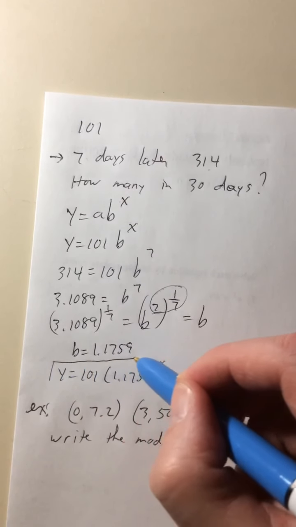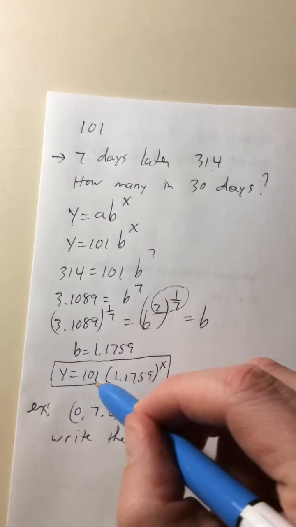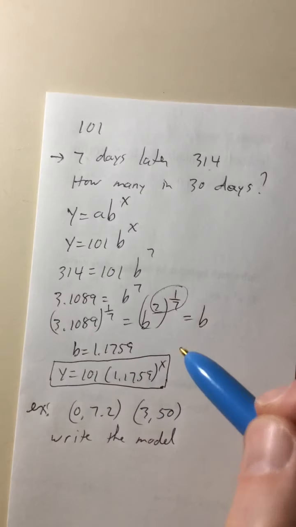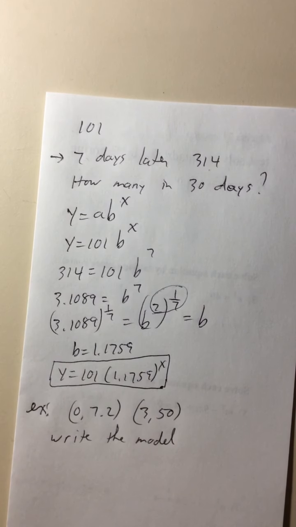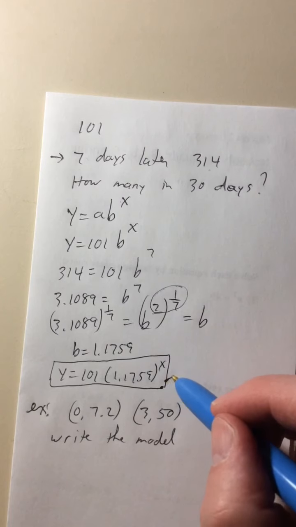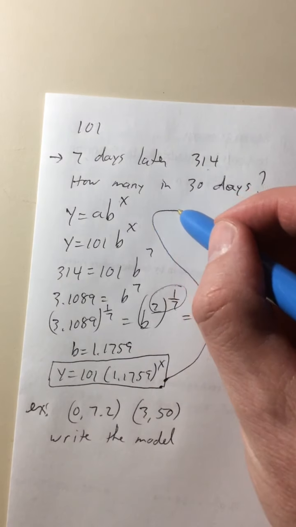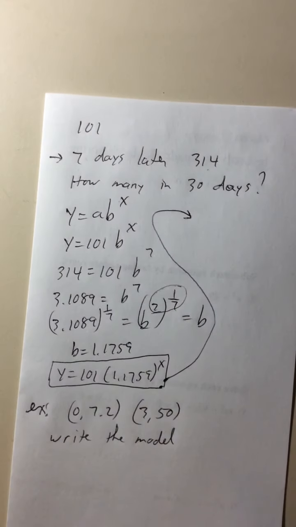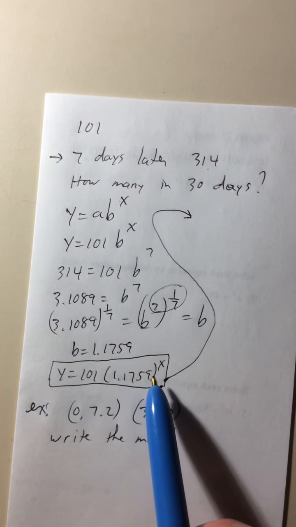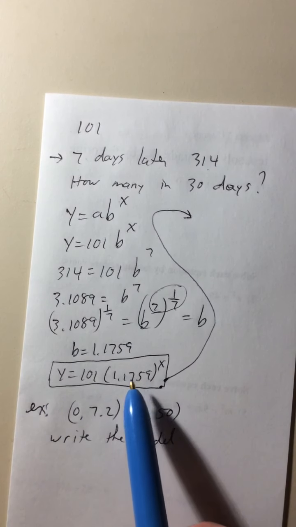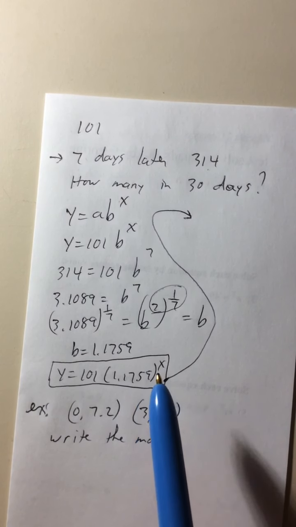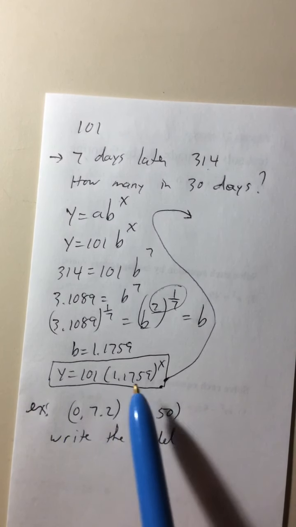So this is our model for the data that we had for that 7-day period right there. Now, I've kind of run out of room here a little bit, but that's okay. I'll just move right over to here. So now what we're going to do is use this model to figure out how many people would have contracted the virus or tested positive for the virus in 30 days if this had continued.